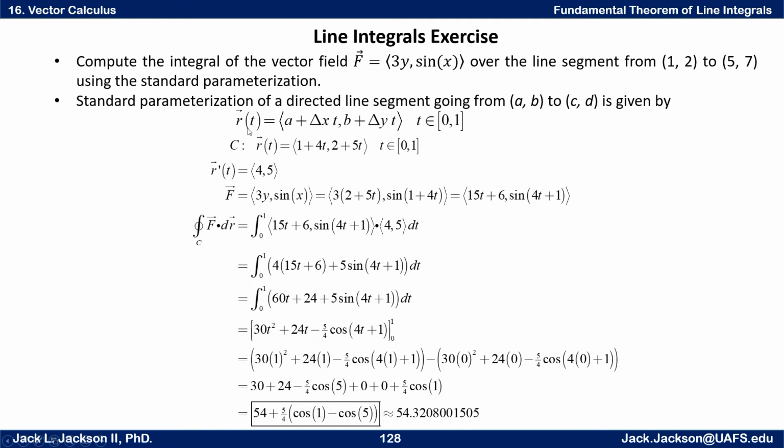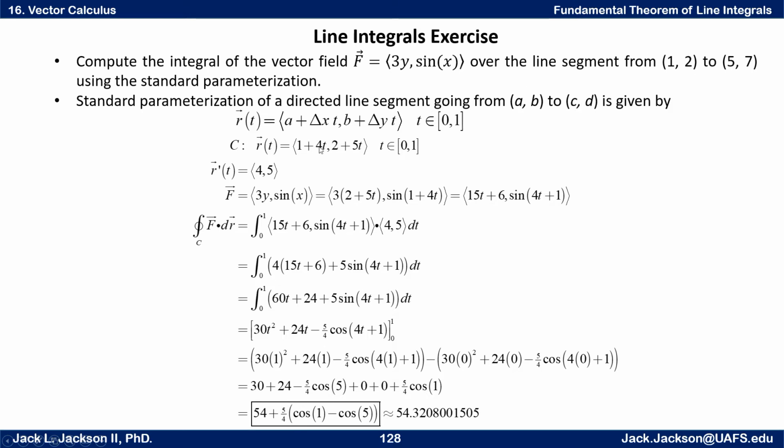The standard parameterization of a directed line segment going from (a, b) to (c, d) is given by x of t is a plus delta x times t, and y of t is b plus delta y times t, where delta x means c minus a, and delta y means d minus b. This is the easiest way to get that. It will start at (a, b) at time 0, and at time 1, it will be at (c, d).